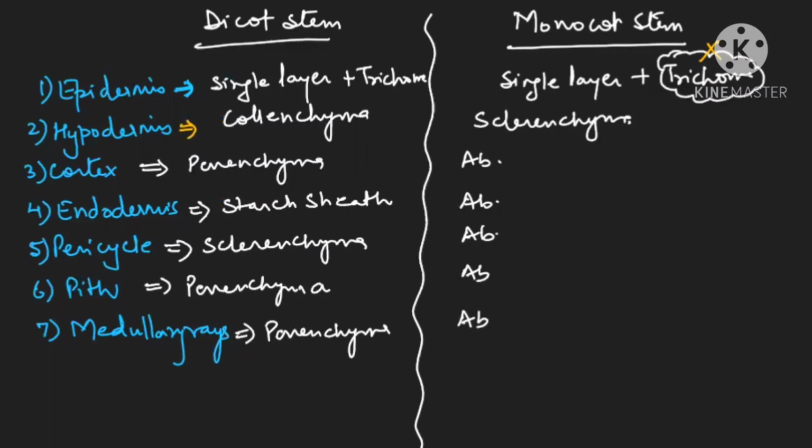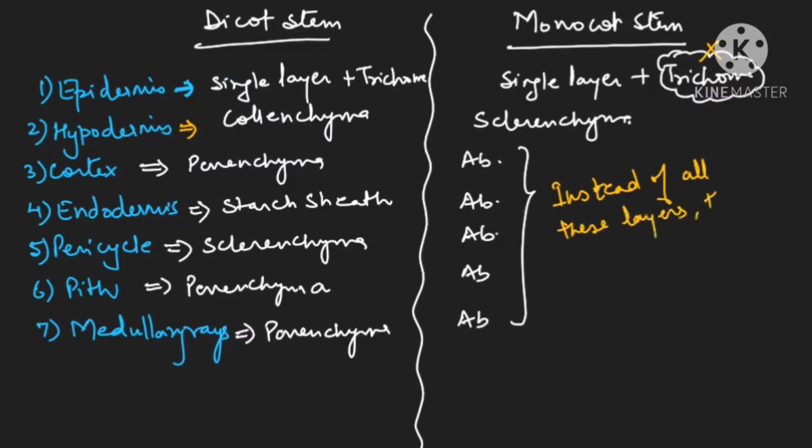Instead of all this, they have one thing, that is ground tissue. So we will say that instead of all these layers, they possess ground tissue. Clear, beta? They possess ground tissue. So I hope this much is clear. Now let us discuss the difference in the vascular bundle.